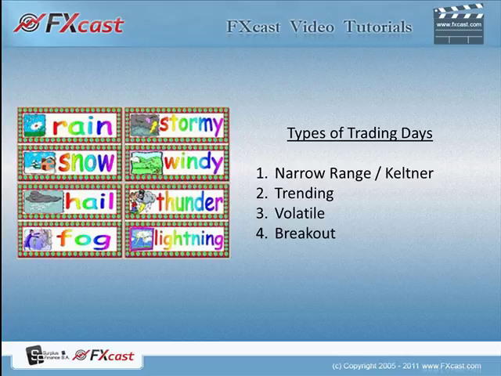So these are all types of days that we have to identify the right trading strategy for. And this is the importance of understanding what time it is and understanding the type of day. Depending on the type of day, we have to apply the right trading setup, the right trading strategy. And they are different based upon the type of day.